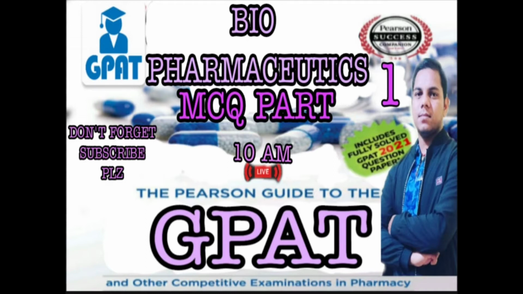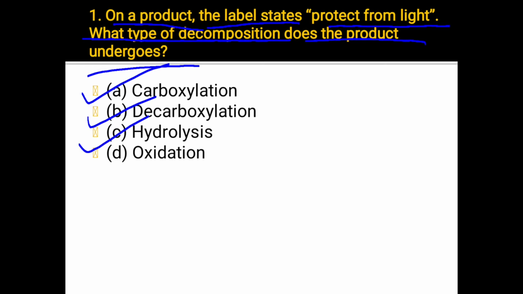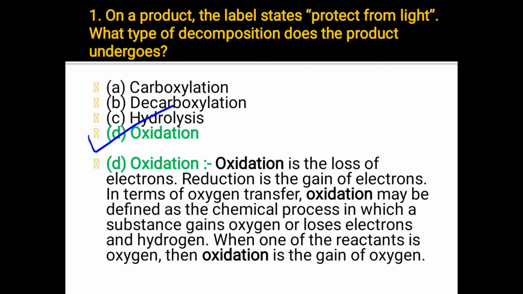उसमें बायोफार्मास्यूटिक्स का एमसीक्यू पार्ट 1 पढ़ेंगे। ओके, नेक्स्ट चलते हैं, देखते हैं क्या है। In a product, the level state protect from light, what type of decomposition does the product undergo? A. Carbonylation, B. Decarboxylation, C. Hydrolysis, or D. Oxidation. Which one answer? The answer is D. Oxidation.